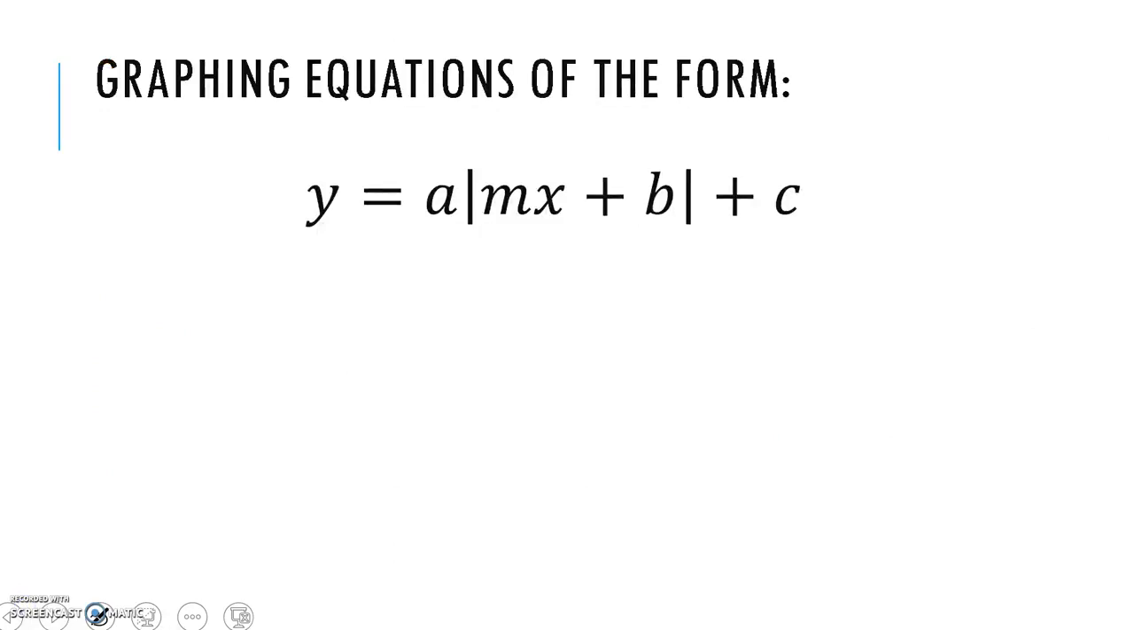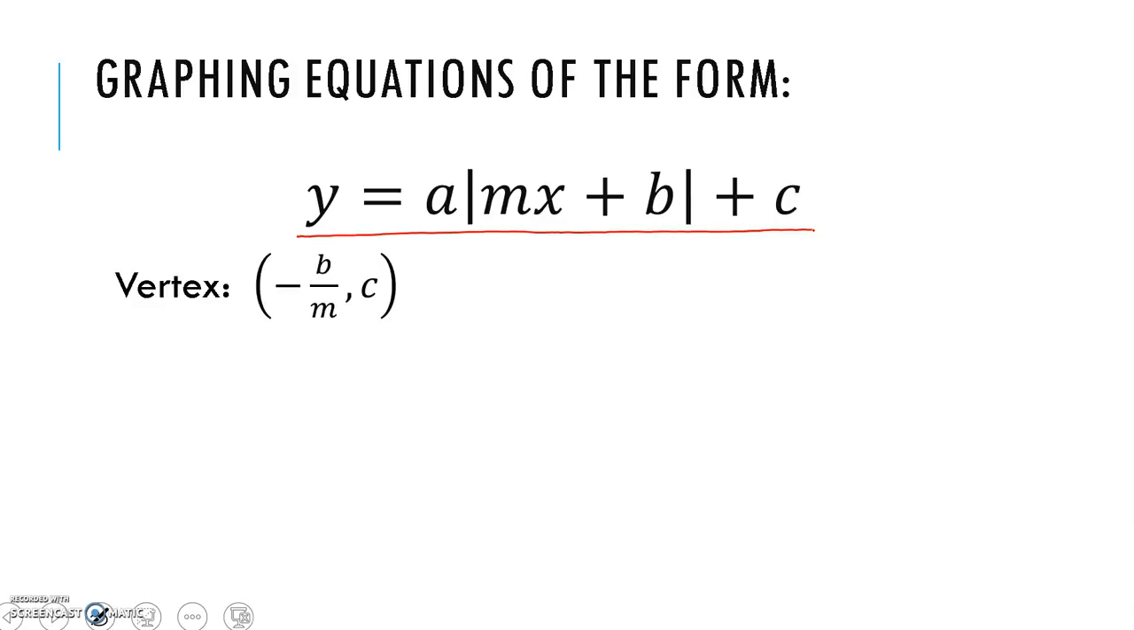So now we want to put all of those ideas together in our general form for absolute value equations, which looks something like this. The first thing we want to do is figure out how to find the vertex. There are two parts to this. We talked about how the c value moves the graph up and down. Well, that affects the y value. So the y coordinate for our vertex is always going to be where c is.